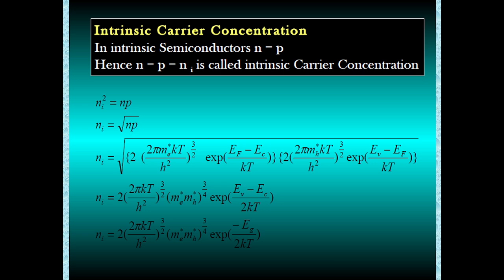Here the common terms cancel. Therefore, we get the intrinsic carrier concentration finally as Ni is equal to 2 into (2 pi kT by h square) power 3 by 2 (me mh) power 3 by 4 e power minus Eg by 2kT.